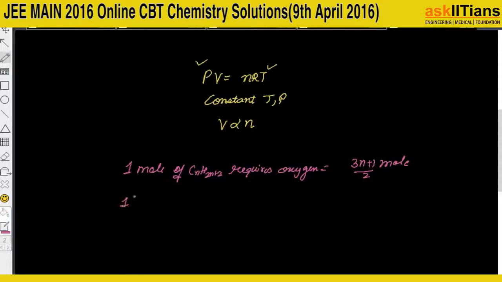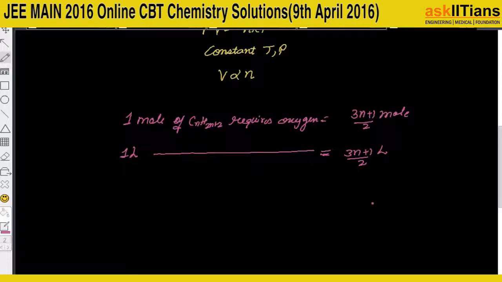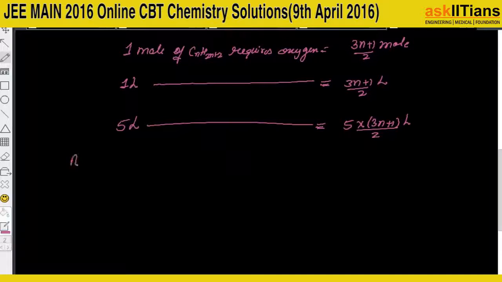So I can say that 1 liter of CnH2n+2 requires oxygen equal to (3n+1)/2 liters. But we were given how many liters of alkane? We were given 5 liters. So they will be requiring 5 into (3n+1) divided by 2 liters. Now again, according to the question that has been given to me, 5/2 into (3n+1) should be equated to 25.